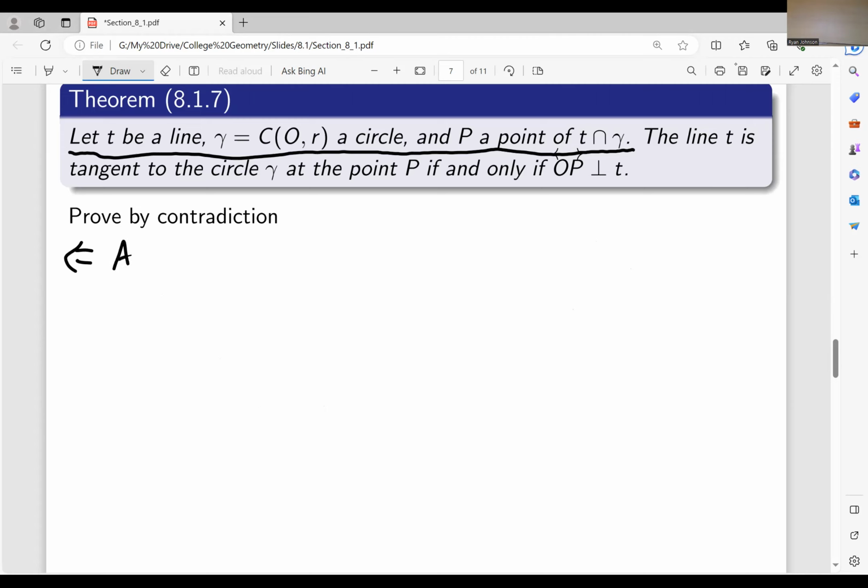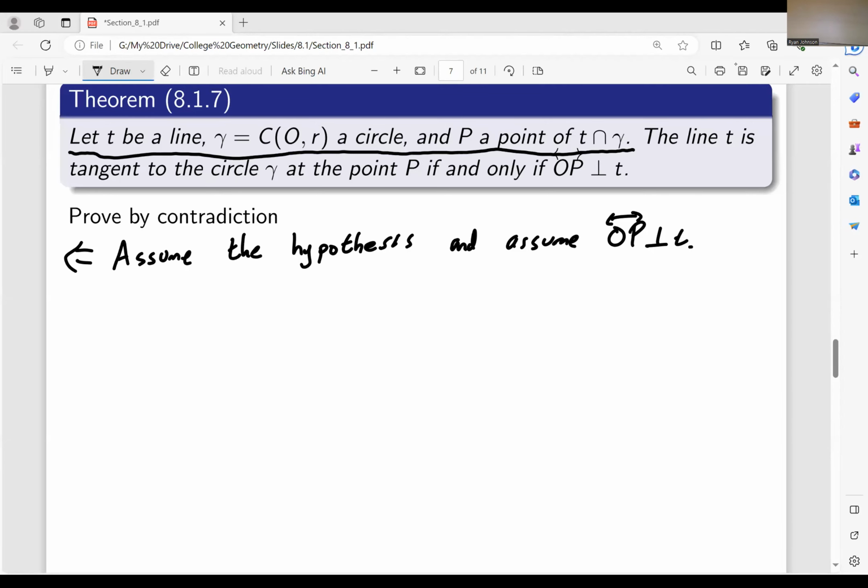So assume the hypothesis. And assume OP is perpendicular to T. Well, if this is the case, then I can think of O being here, P being here, and there's that line segment, there's T, and it's perpendicular by our assumption.